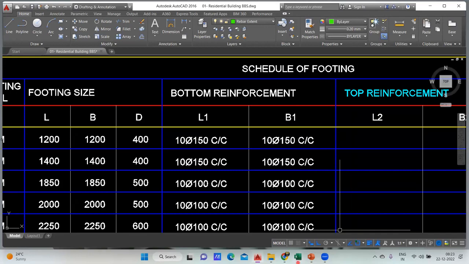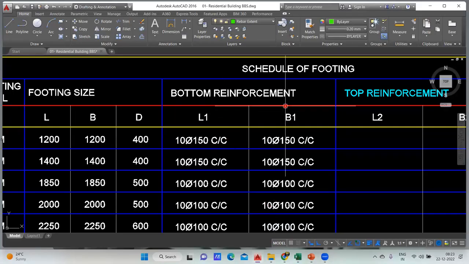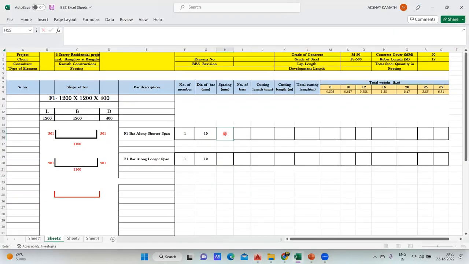Yeah, great. So after that, next is spacing. Again, spacing comes here, shorter. So this is my shorter span, no? It is 150 center to center spacing. Longer is also 150. So both are 150. Again, you input 150 here. Here also you put 150. Okay, done. Next is number of bars.